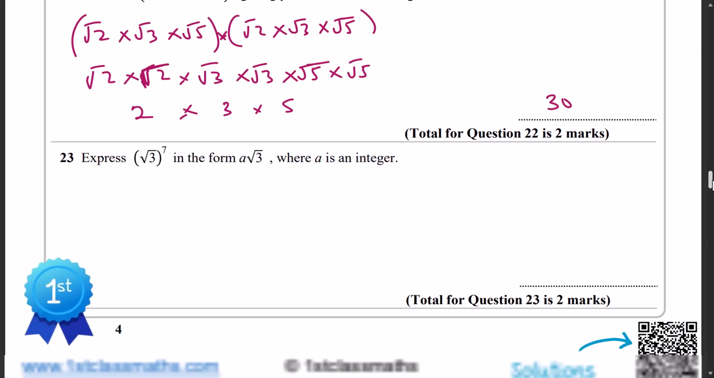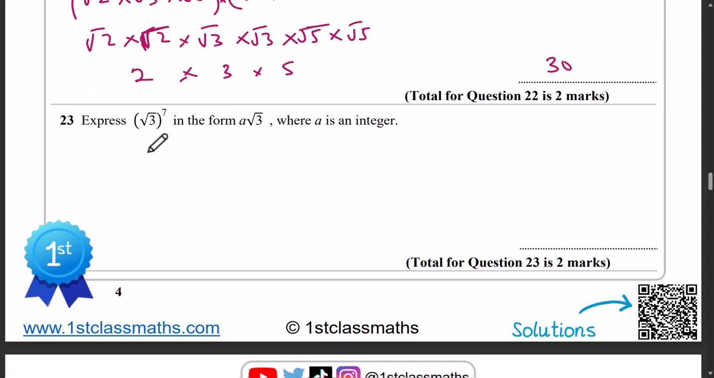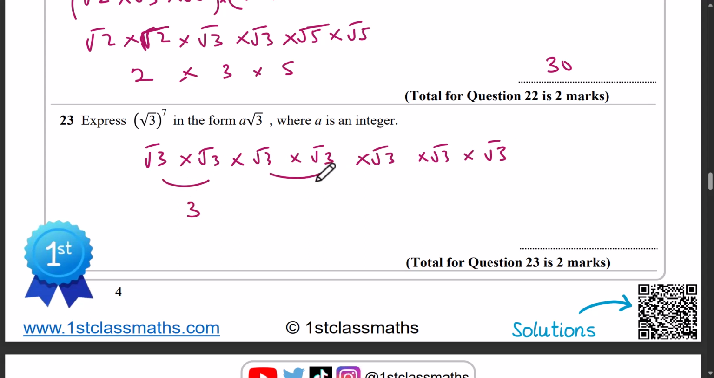Okay, done. And number 23, you have root 3 raised to the power 7, so you're going to write that 7 times. 1, 2, 3, 4, 5, 6, and 7. So this is 3, this is 3, and this is 3, okay? And this will remain the same as root 3. So 3 times 3 times 3 is 27, 27 root 3, so there's going to be 27 root 3.